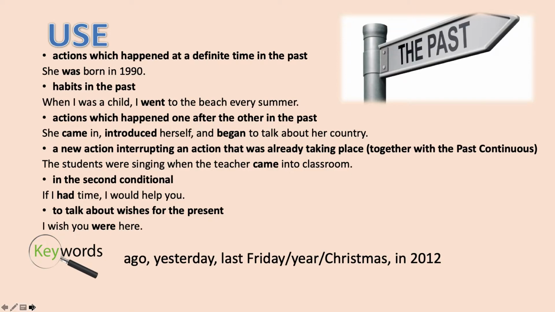For a new action interrupting an action that was already taking place, here we use the simple past together with the past continuous in the same sentence. For example, the students were singing when the teacher came into the classroom. Now, the action that was in progress, the longer action, is the past continuous, and the new action that interrupted is the simple past, so the teacher came into the classroom.